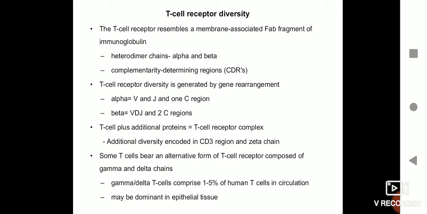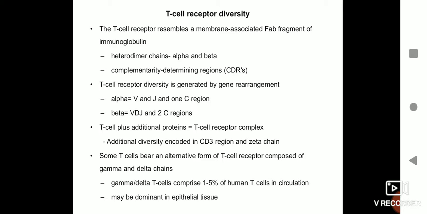The T cell receptor is not an individual protein. It requires additional proteins, and together they form the T cell receptor complex. So other than the T cell receptor, that is the alpha and beta or gamma and delta chains, you also have the CD3, which has the zeta chain, and other than this you have the CD4 and CD8 regions.